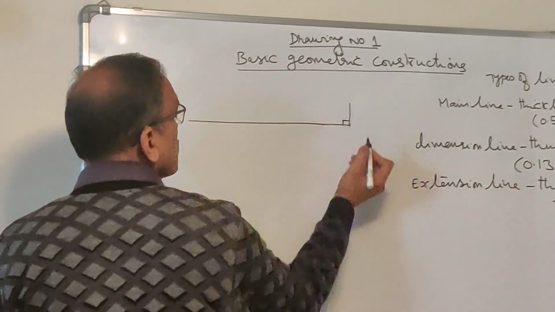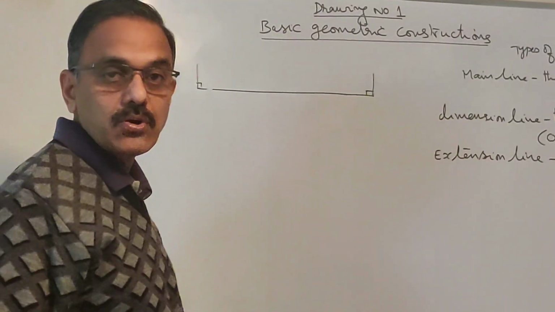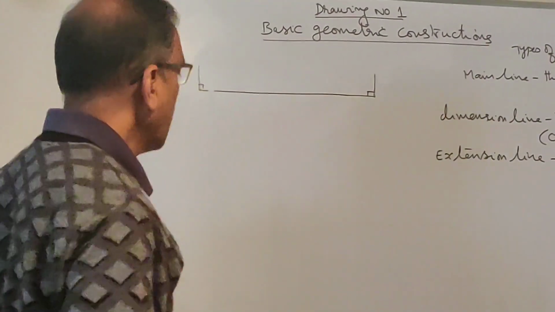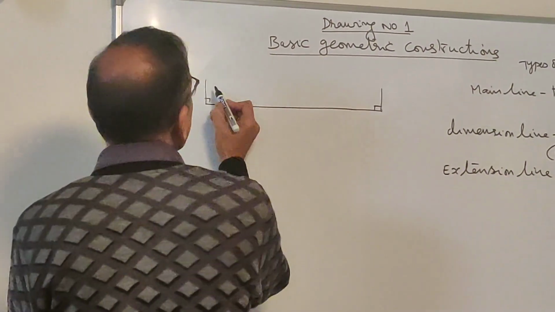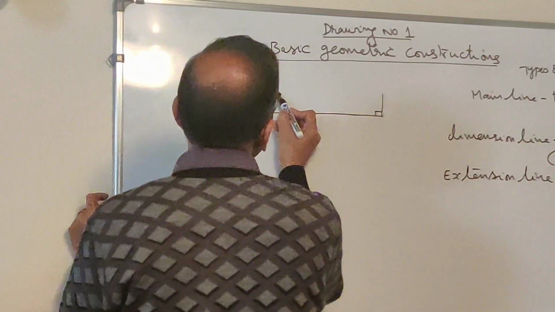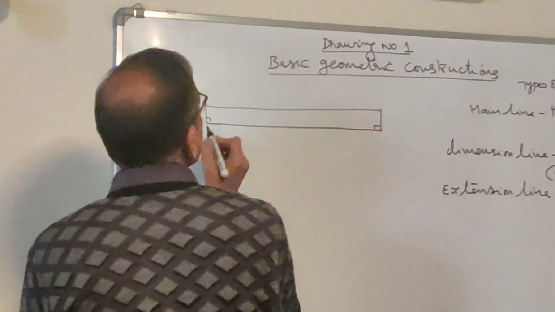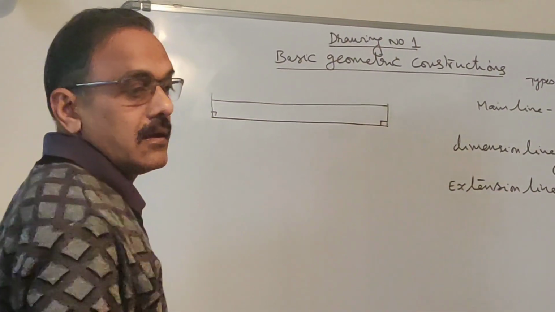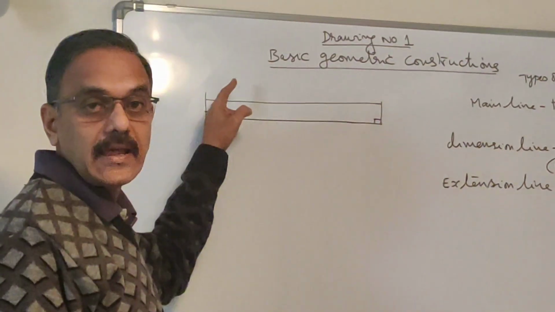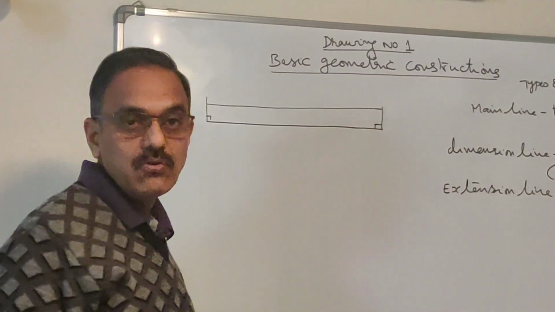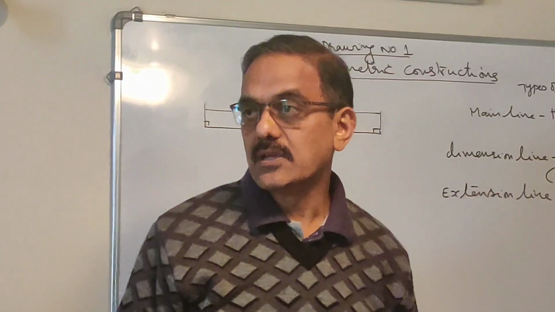It will just touch. Now once you draw the extension lines, now I am going to draw the dimension line. The dimension line should be exactly parallel to this main line. Okay. So draw a line parallel to the main line. They both should be parallel, but the dimension line will be a thin line. Okay. Even when you draw manually, of course you may be using the same pencil.